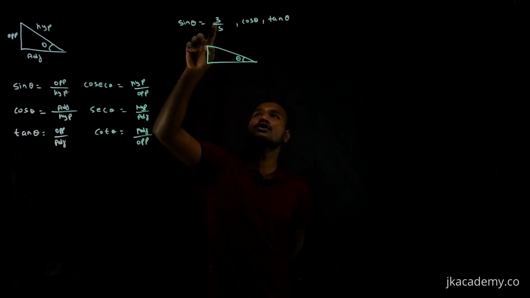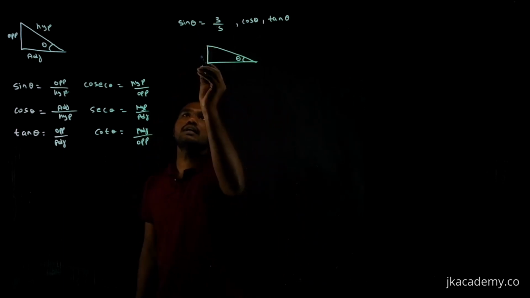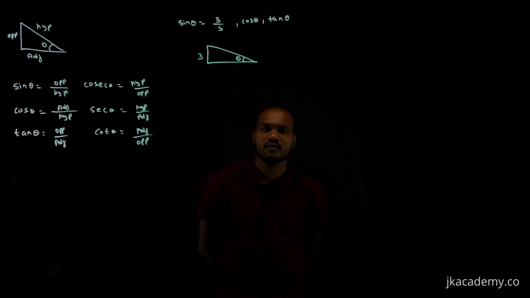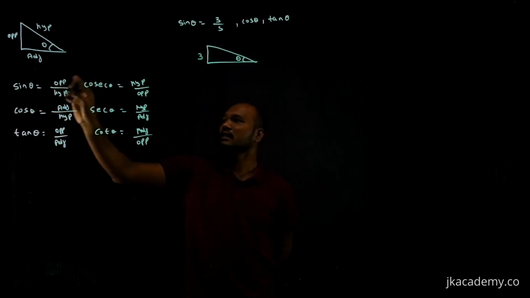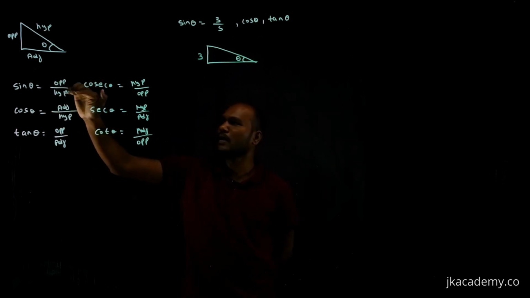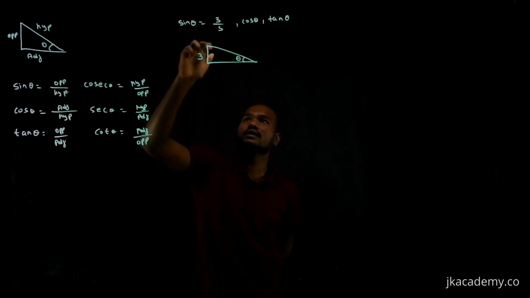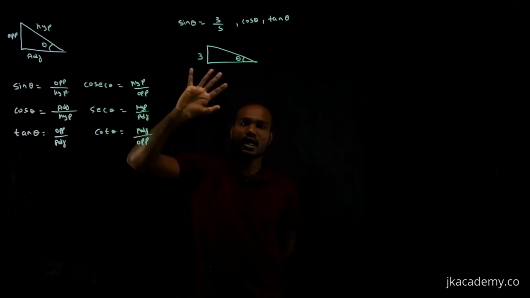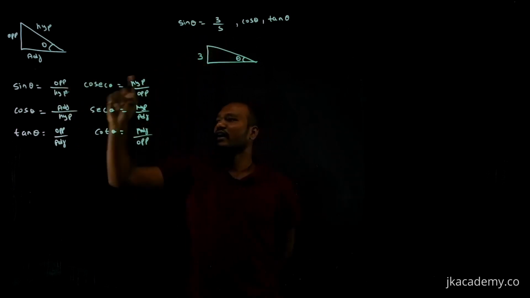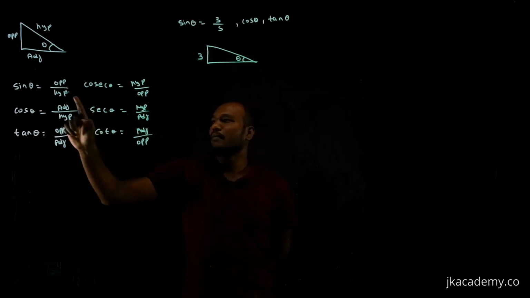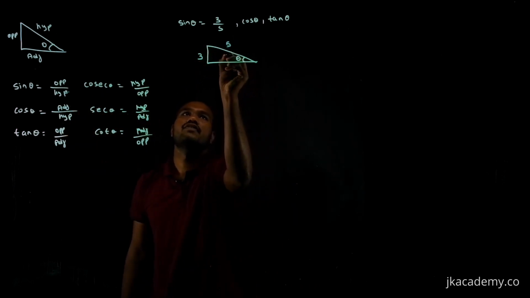The number which is in the numerator is what? 3. So 3 is opposite here. Opposite means the number in the numerator. So opposite is 3. Now can you tell me what is 5? 5 is the denominator. Denominator is what? Hypotenuse. So this will become 5.